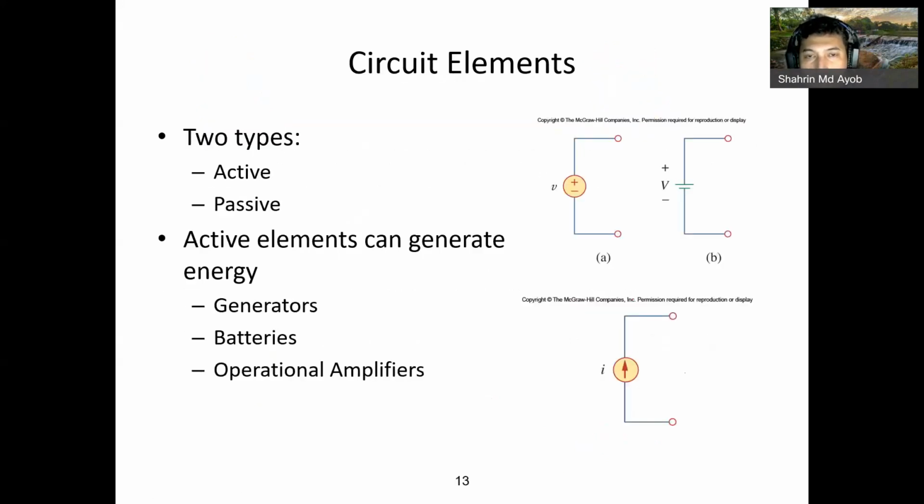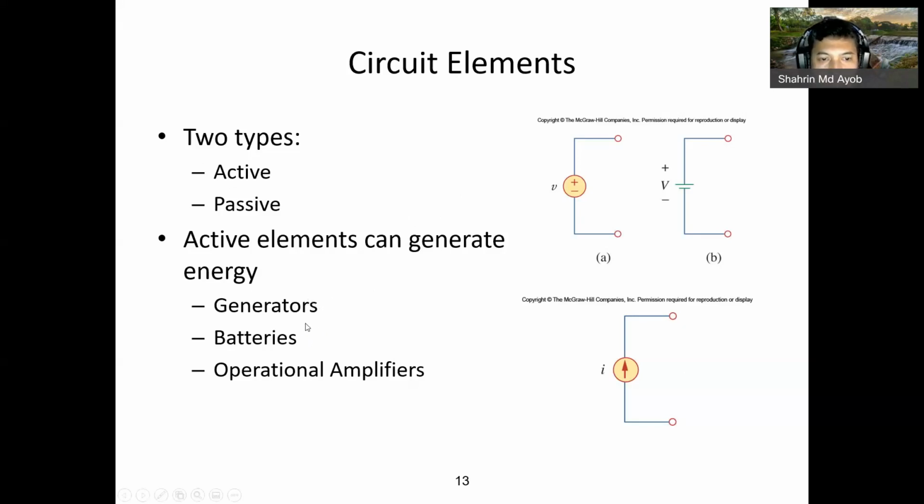Okay, so I think we have finished the general definitions of energy, power, and also circuits. So right now we are going deeper into the circuit elements. There are two types in an electrical circuit, the active and passive. What are active elements? Active elements are the elements that can generate energy. For example, we have the power generator, and then we have batteries and so on.